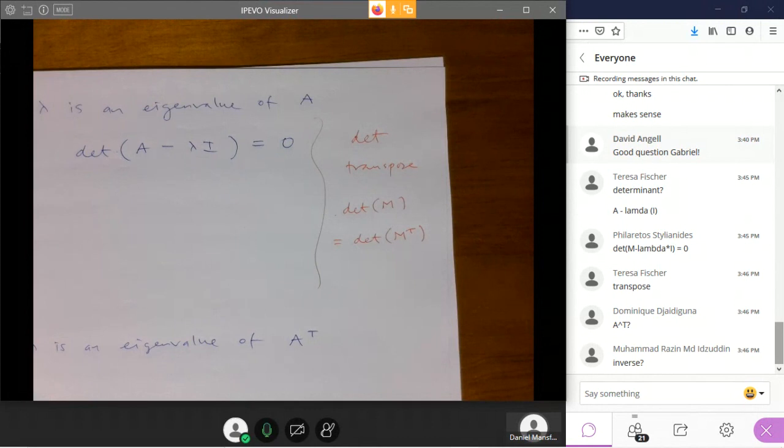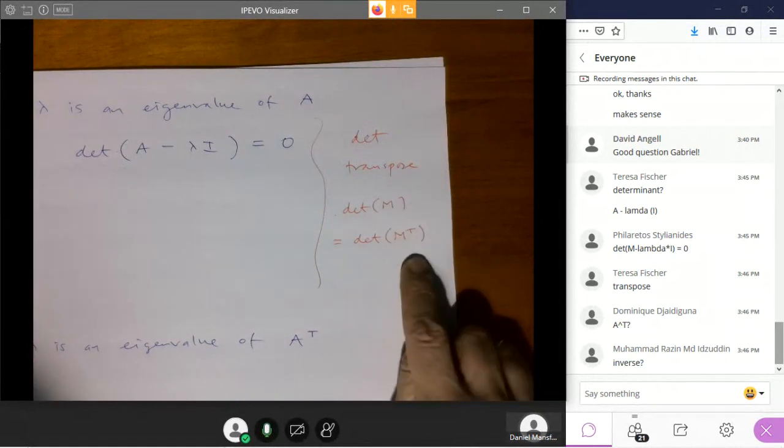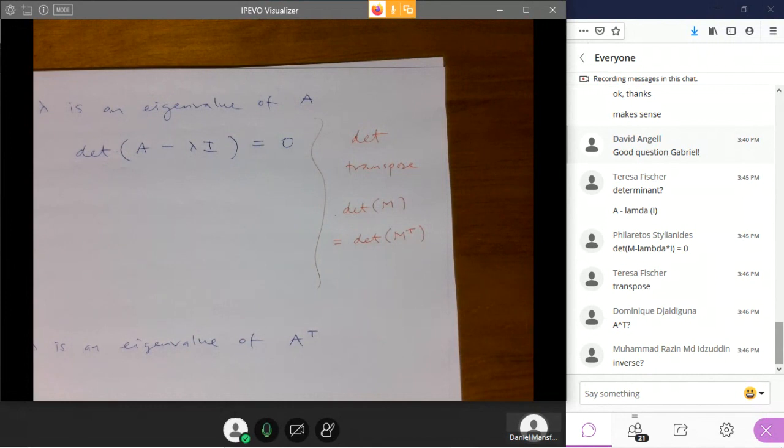And if you remember, for your basic ways of evaluating determinants, you can evaluate them by going across a row or you can evaluate them by going down a column. And this is related to the fact that the determinant of a matrix is the same as the determinant of the transpose of that matrix. This is for square matrices, of course, because otherwise determinants don't make sense.